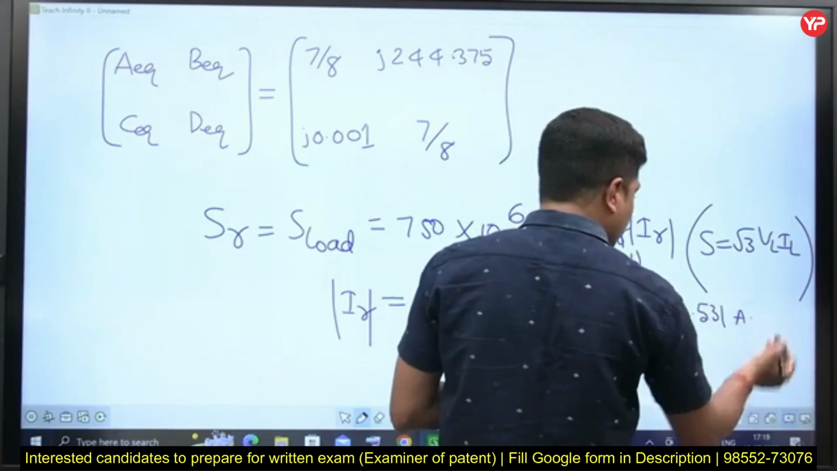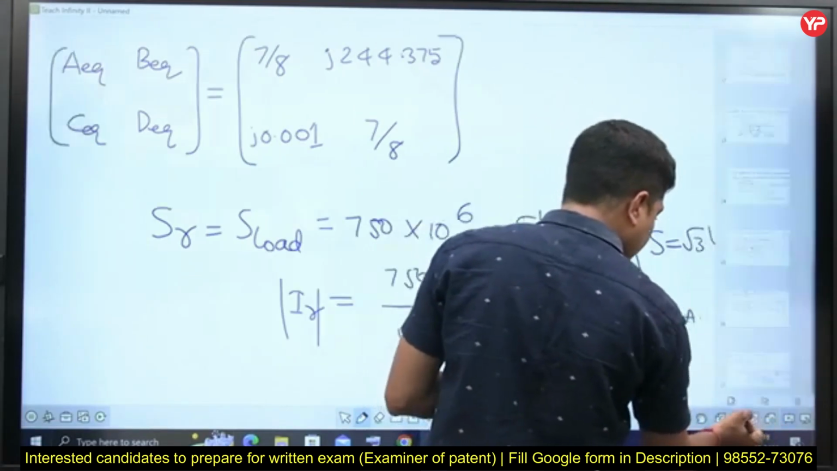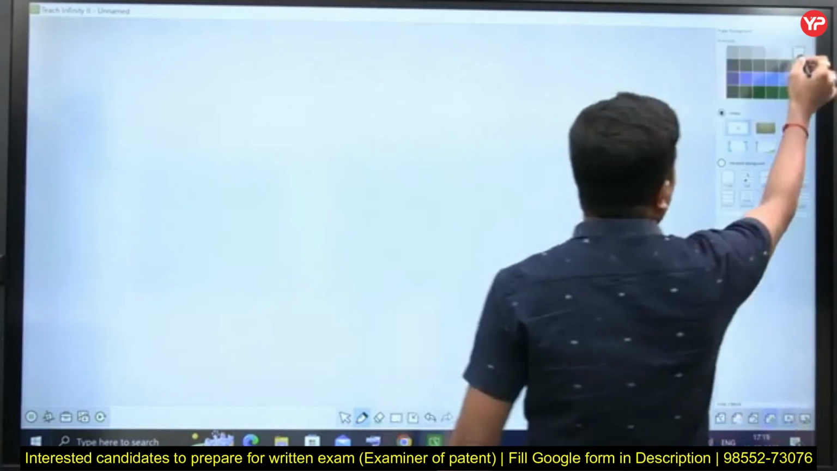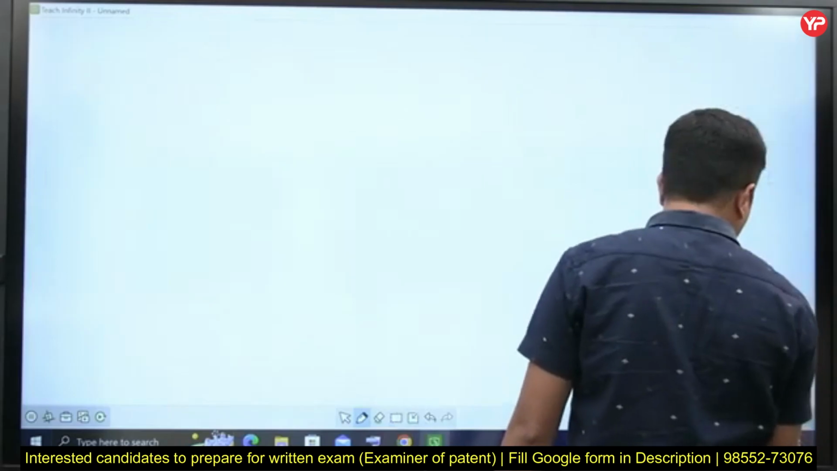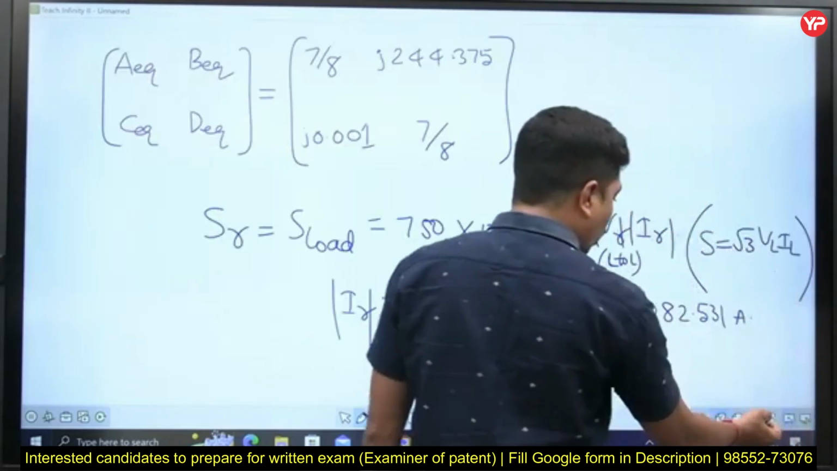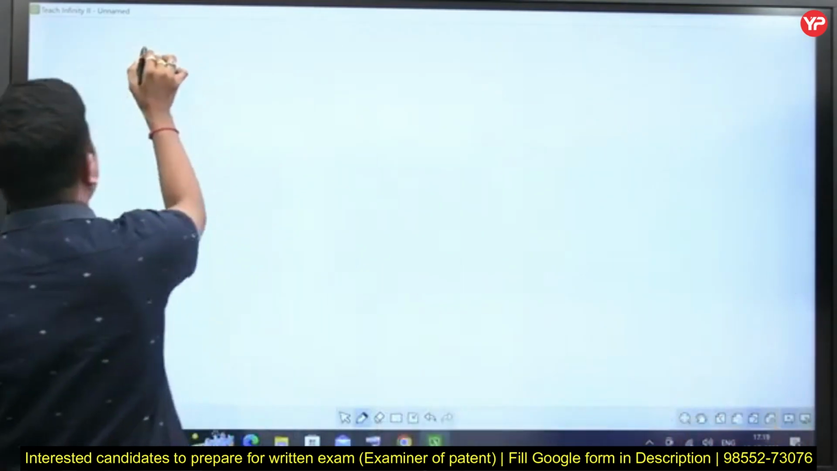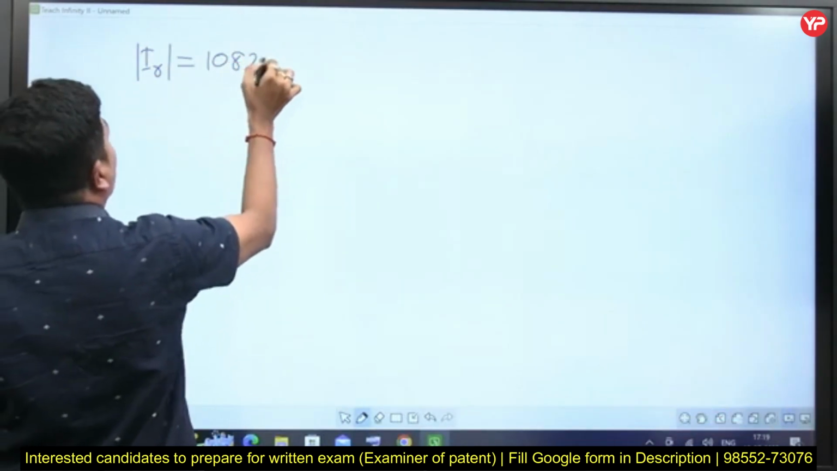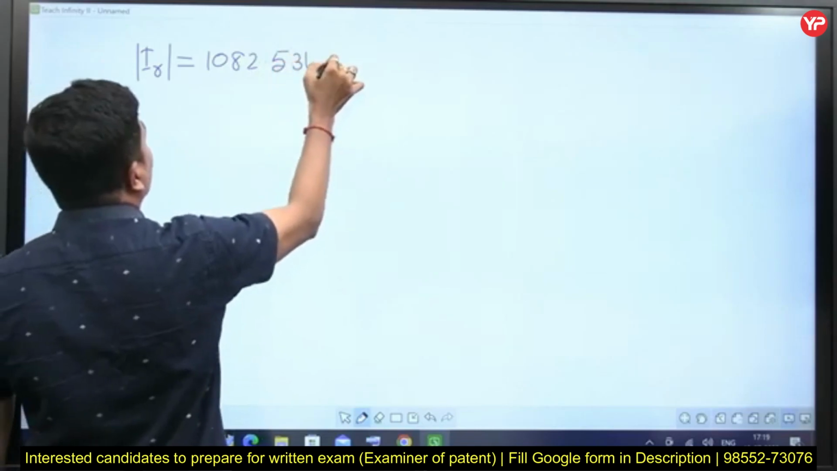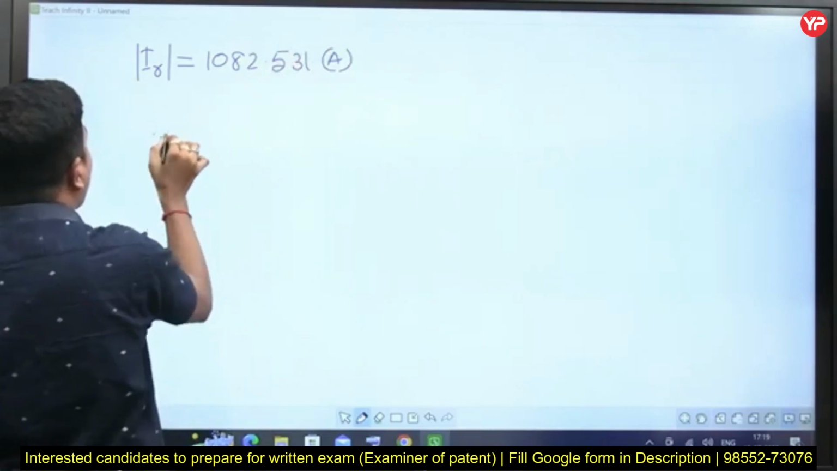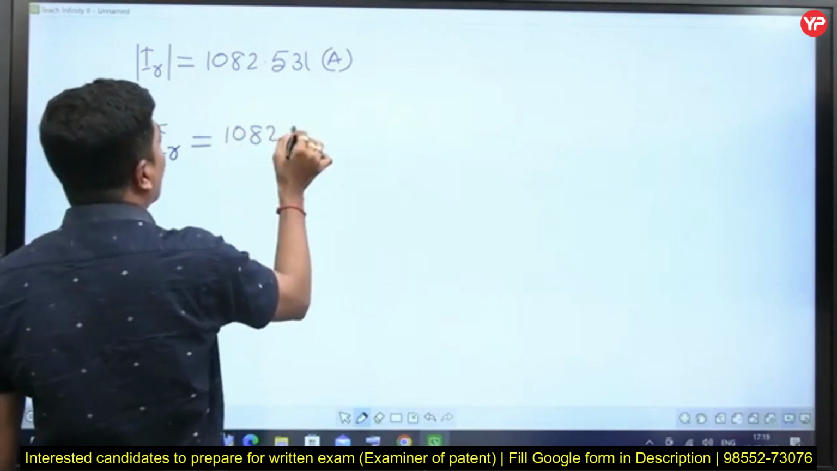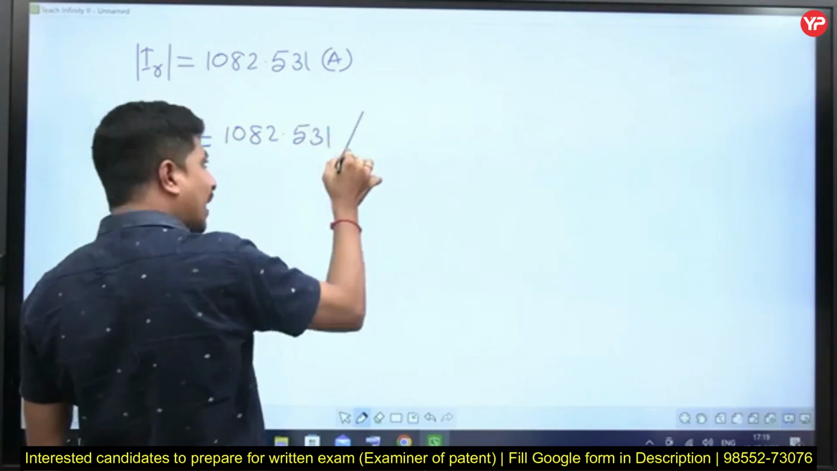I got the current as 1082.531 amperes. So the IR magnitude I got as 1082.531 amperes. Now IR in the form of phasor will be 1082.531 at an angle of minus.